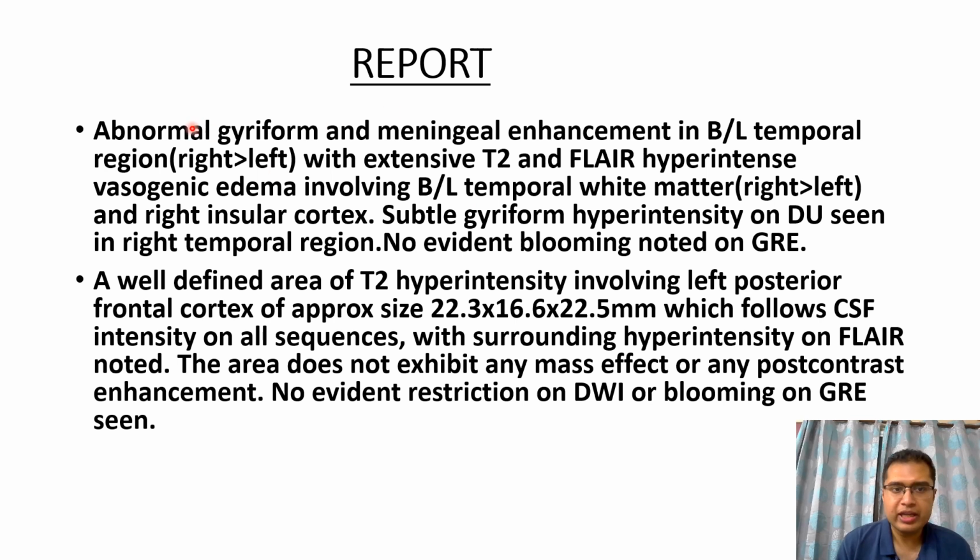So this is a report I had given: abnormal gyriform and meningeal enhancement in bilateral temporal regions with extensive T2 and FLAIR hyperintense vasogenic edema involving the bilateral temporal white matter, right more than left, and the right insular cortex. Subtle gyriform hyperintensity on DWI was also seen in the right temporal region with no evident blooming on GRE. Features were suggestive of meningoencephalitis. There was an area of gliosis that was seen from previous hemorrhage also.